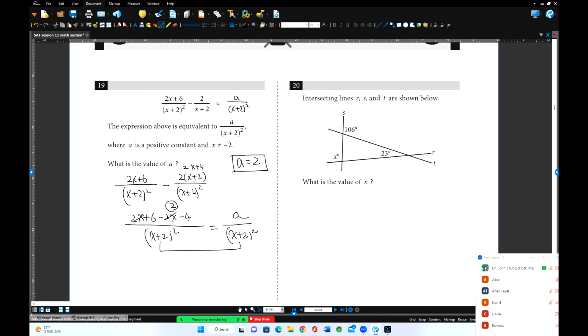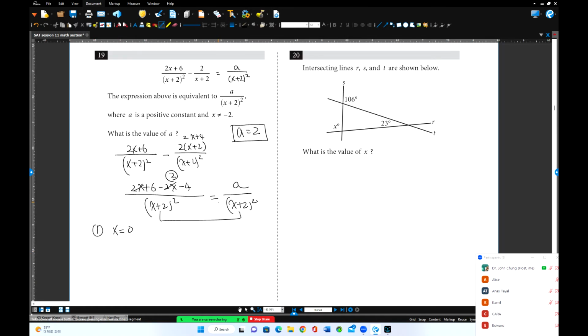Another way: because they are equivalent, they are always equal for any value of x. But in this case, you can substitute some number. Oh, you want to put a equals 0? Oh, no, x equals 0. Yeah, you can do that. Substitute x equals 0 as a small number. The first one is 6 over x plus 2 squared, which is 6 over 4. The second one is 2 over 2, x equals 0, a over 4.